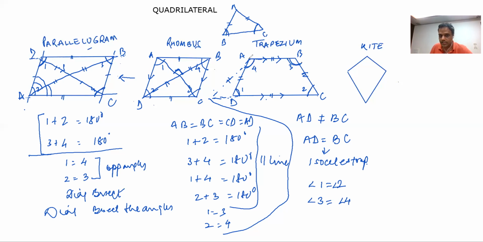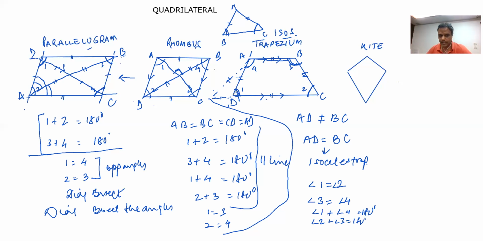Another property: because these are parallel lines and these are the transversal lines, angle 1 plus angle 4 is equal to 180 degrees. Angle 2 plus angle 3 is equal to 180 degrees. I hope you are getting it. Angle 1 plus angle 4 is 180, angle 2 plus angle 3 is 180. But the base angles are the same because this is an isosceles trapezium. Right? This is an isosceles trapezium.